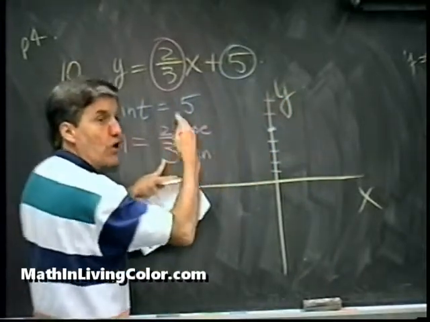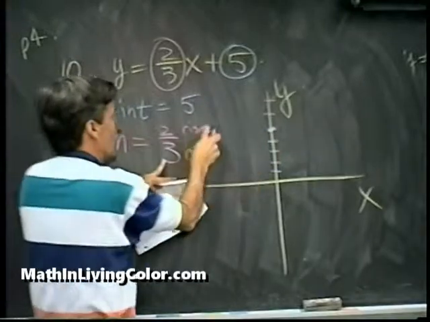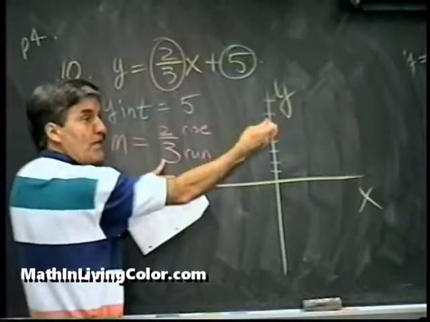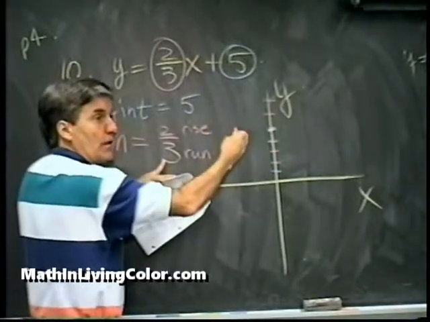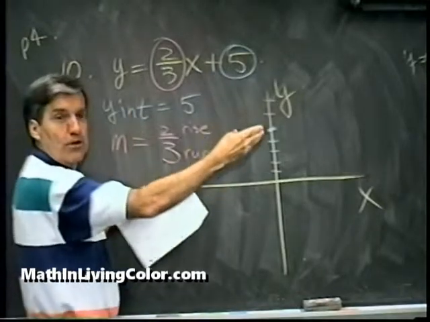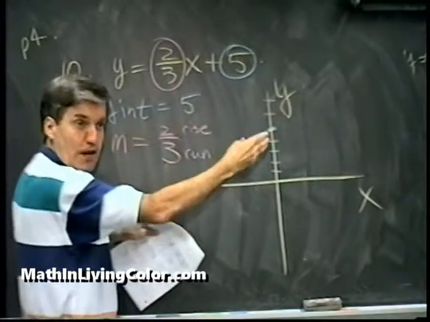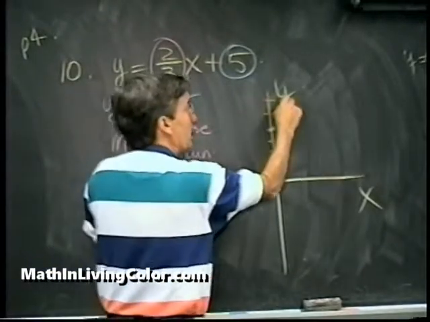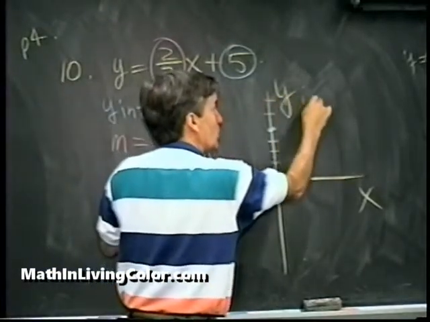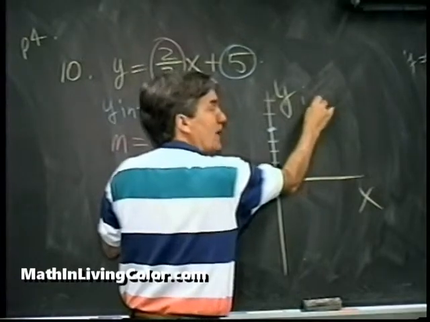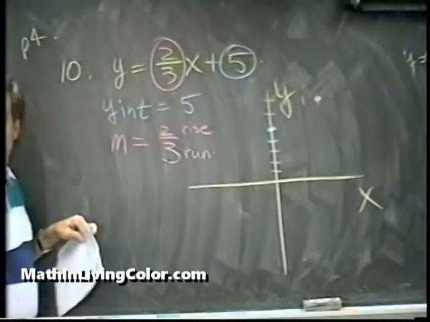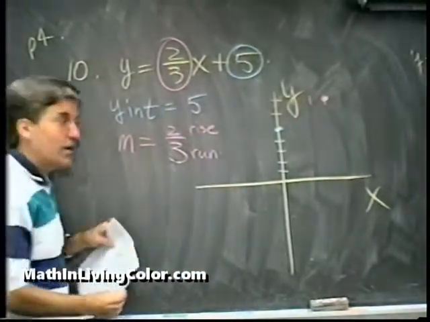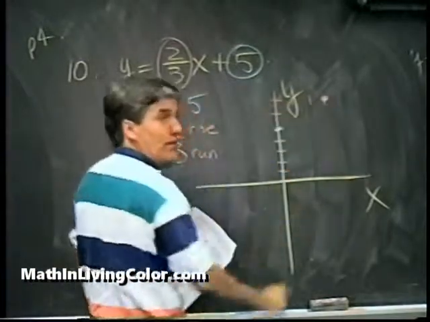Run means the horizontal distance. In other words, rise means go up, run means go right or left. How do I know to go right or left? Negative or positive. Which way would you go if it's positive? To the right. 3. 1, 2, 3. And guess what? That's your next point. Did you get that? Go up 2 and over 3.